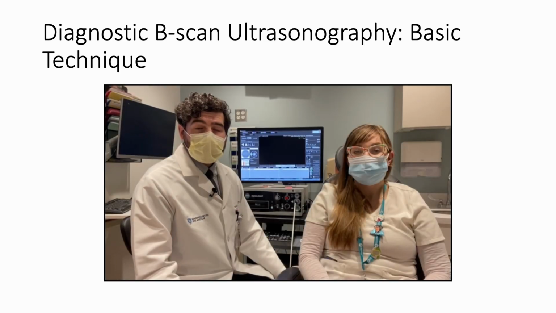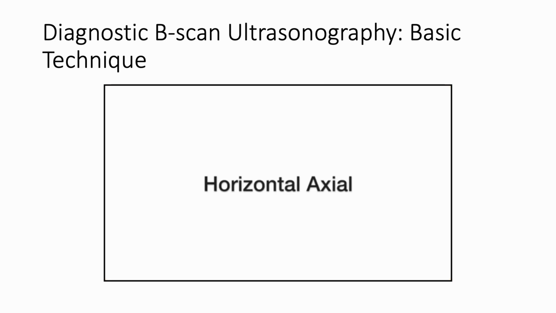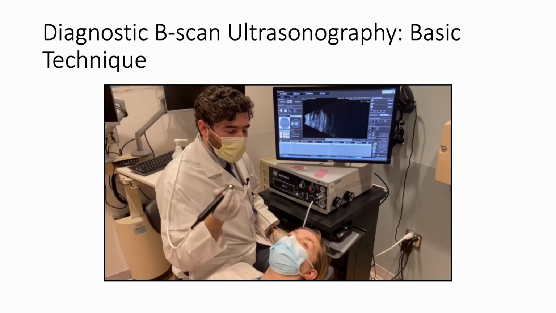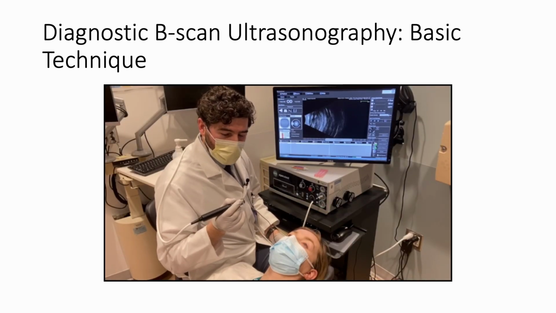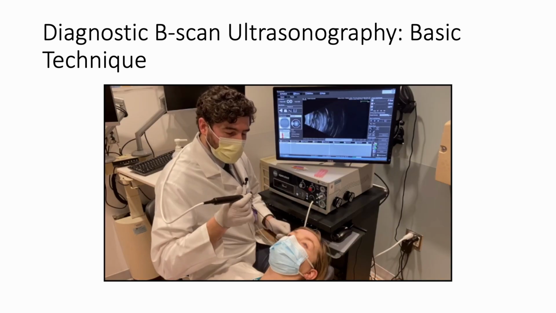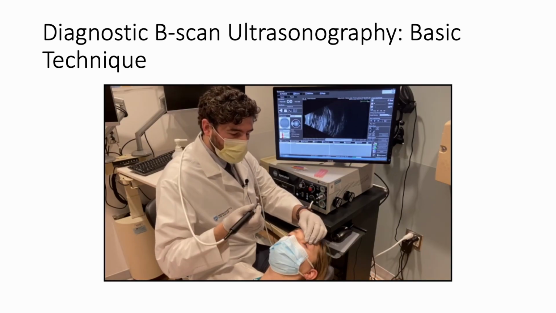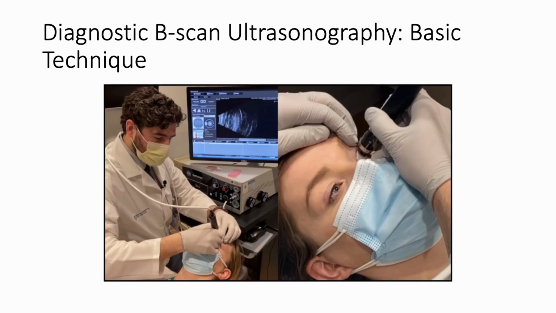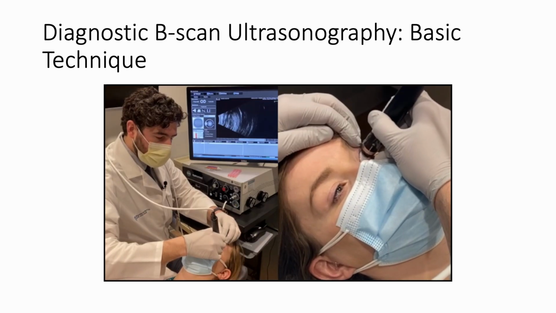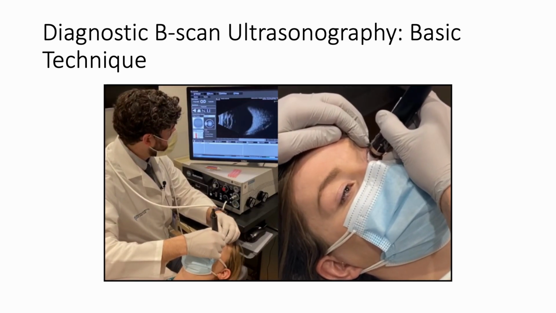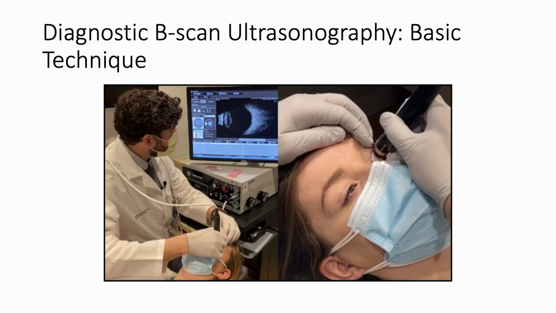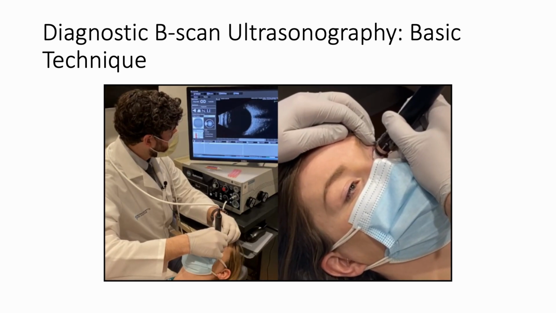Today we will demonstrate exam techniques for evaluating the posterior segment using a 10 megahertz B-scan probe. Our first cut in the protocol will be the horizontal axial cut. The probe marker will be positioned nasally, with the probe positioned over the apex of the cornea. You'll be able to view lens status, as well as anatomical structures, the optic nerve, the macular region, and the extraocular muscles.